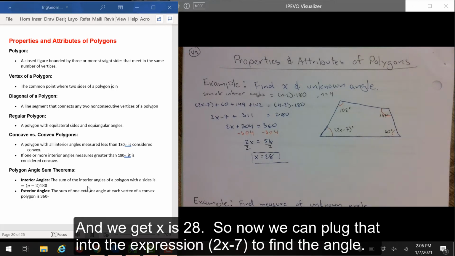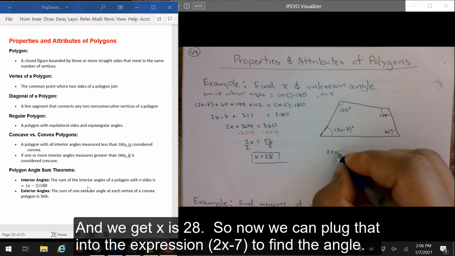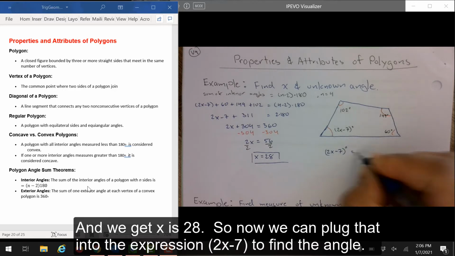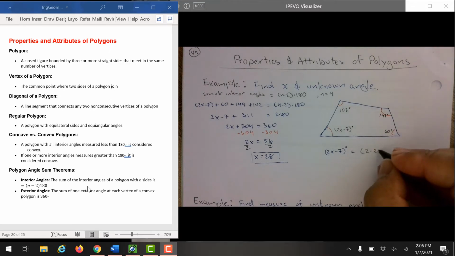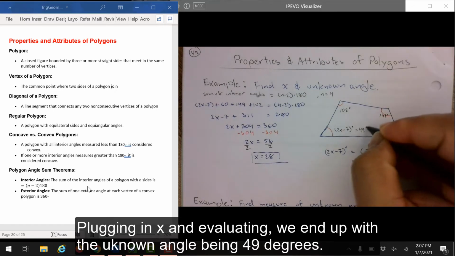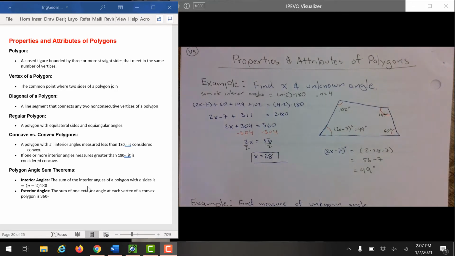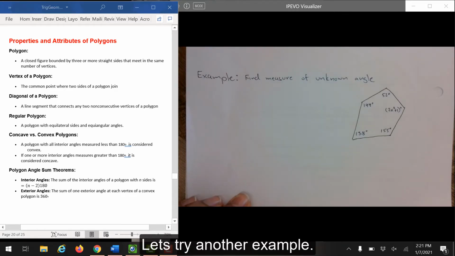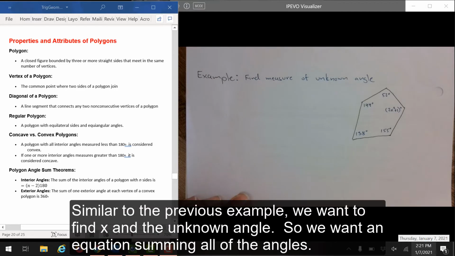So now we can plug that into the expression 2x minus 7 to find the angle. Plugging in x and evaluating, we end up with the unknown angle being 49 degrees. Let's try another example. Similar to the previous example, we want to find x and the unknown angle.